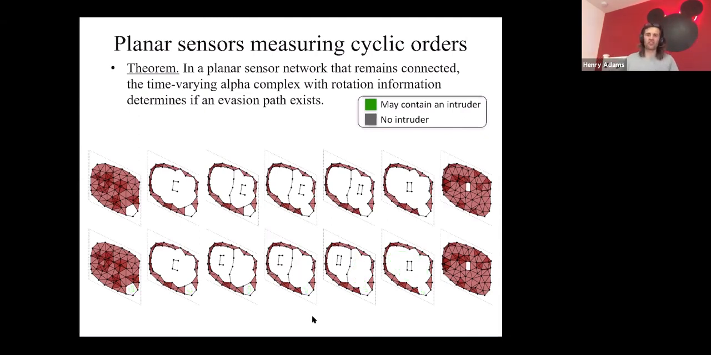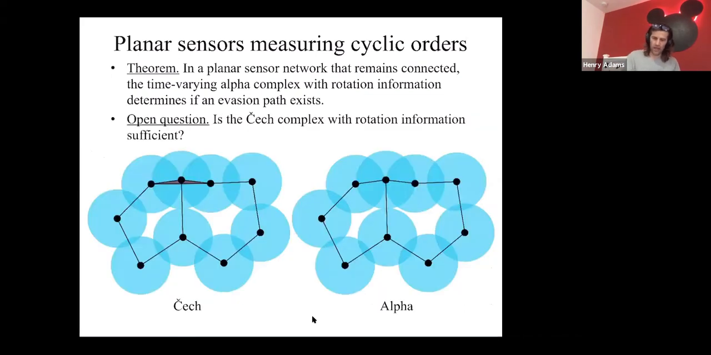So you have to assume that the sensor network always remains connected if you want to be able to do something without GPS coordinates. Because really the only difference between these two examples is, does this rectangle go to the left side or the right side of this dividing line? And it's a nice open question. It's a theorem that with the alpha complex and rotation information, you can decide if and only if an evasion path exists. Nobody knows whether the check complex with rotation information is enough. So I would love to know how to do this, but we don't know how to do it.